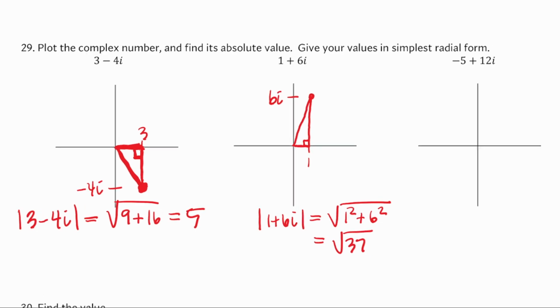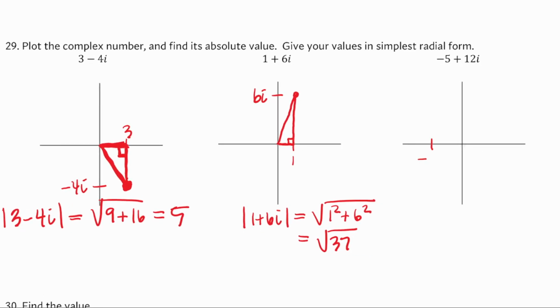Okay. And the last one is negative 5 plus 12i. Okay, so here that's back here. And this distance from 0, again, is the length of the hypotenuse of that triangle. This is a 5, 12 triangle, and that's one that you need to know for the SAT and stuff. It's 5, 12, 13. So I'm just going to say that the absolute value of negative 5 plus 12i, if you know your Pythagorean triples, not your special right triangles, is going to be 13 because of the 5, 12, 13 triple.